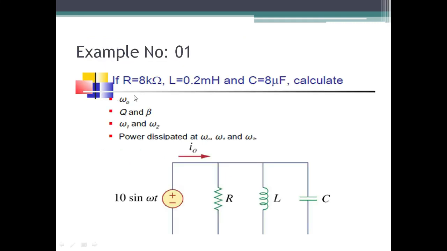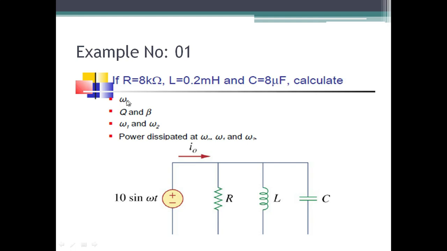Then in this example, we solve to find out the different parameters of the parallel resonance circuit. In this circuit diagram, the input voltage is 10 sin omega t, which means its amplitude value is 10. The value of the resistance R is given as 8 kilo ohm, inductor L is equal to 0.2 millihenry, and C is equal to 8 microfarad.